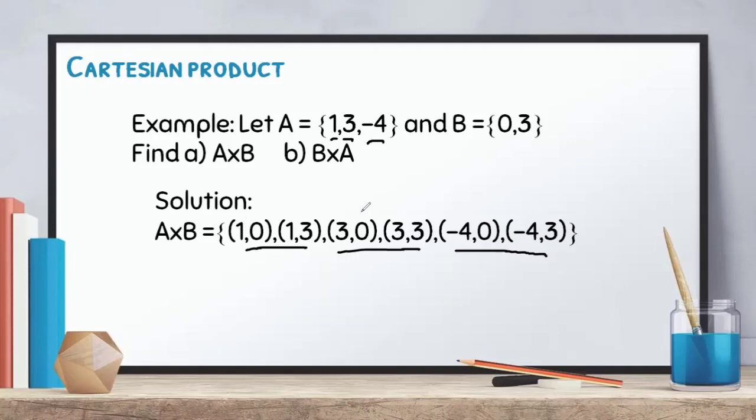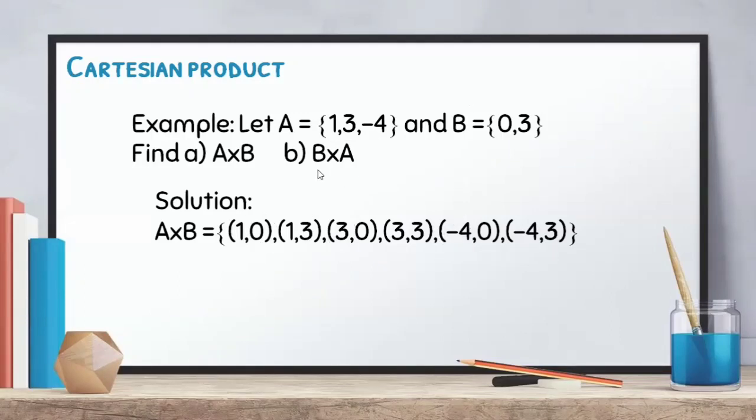So meaning, as you can see here, our A supplies all the elements of our X's, right? And our B supplies all the elements of our Y's, 0 and 3. All right, any question? How about if we're going to interchange?